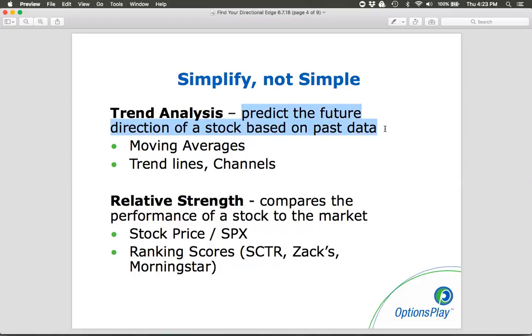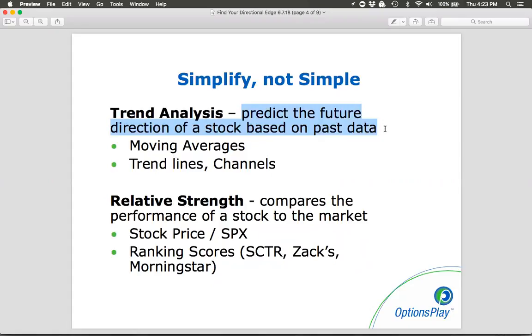But they are all trying to do the same thing, trying to predict the future direction of a stock based on the past data. And what this means is that you're simply believing that what has happened in the past will give you a template for what is likely going to happen in the future.